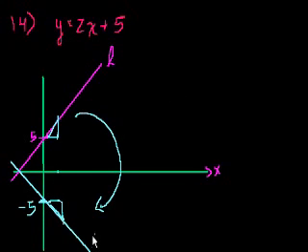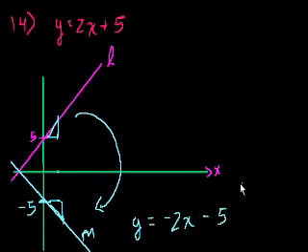So this is line M. The equation of line M is going to be y is equal to the negative slope, the same slope but moving in the downward direction. So it's going to be minus 2x, and then its y-intercept is, instead of plus 5, minus 5. Minus 2x minus 5. And that is choice A.